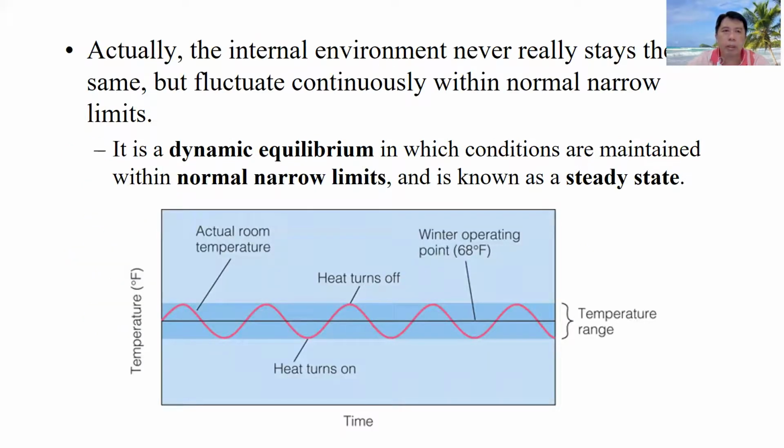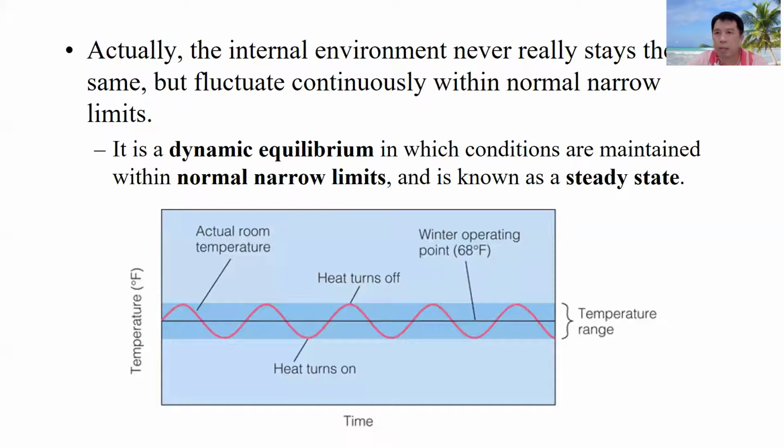Actually, the internal environment never really stays the same, but fluctuates continuously within the normal narrow limit. So that means it is a dynamic equilibrium. For example, you can see this body temperature. It deviates within this normal narrow limit. This is the normal level, but within the narrow limits. That means a very small change for the range.